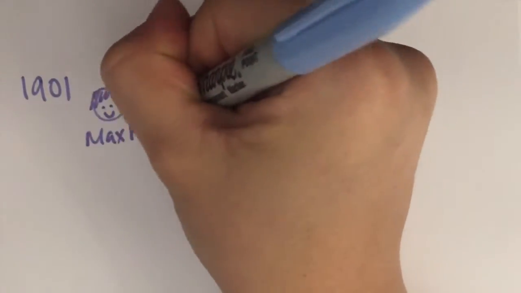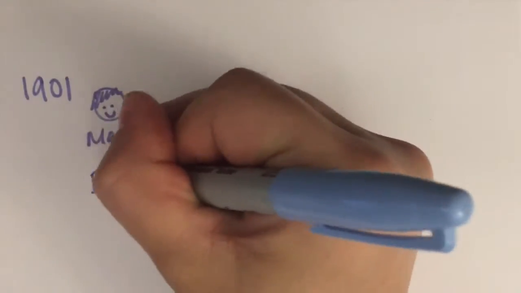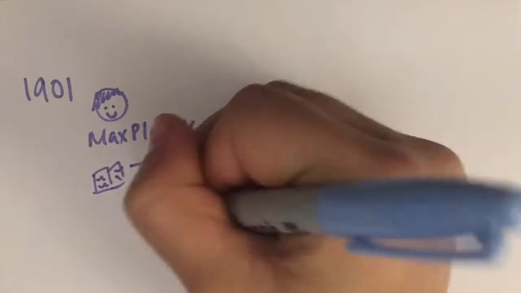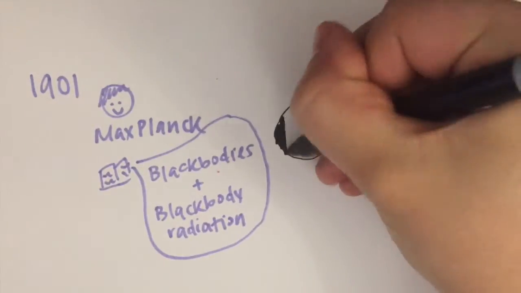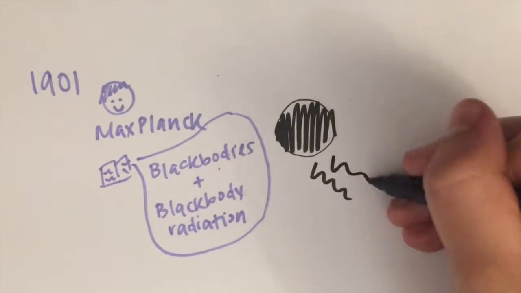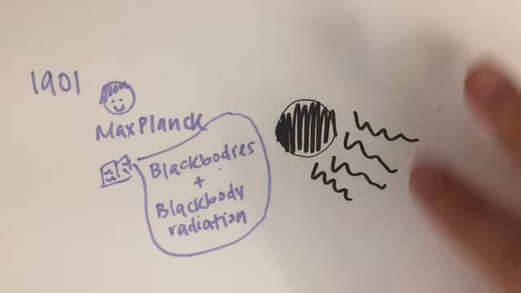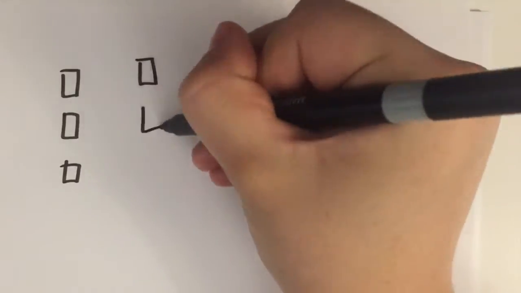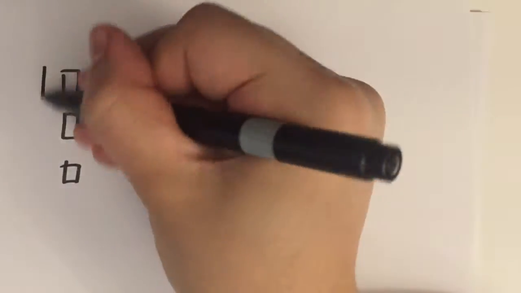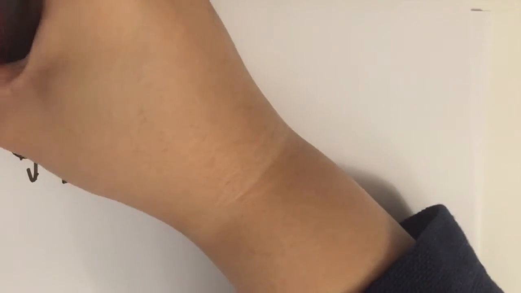In 1901, Max Planck was studying black bodies and black body radiation. Firstly, what is a black body? A black body is an object that absorbs all radiation reaching it. Black body radiation is the radiation emitted by an ideal black body. The specific problem that puzzled Planck is represented by a glowing oven. For example, a regular pizza oven.